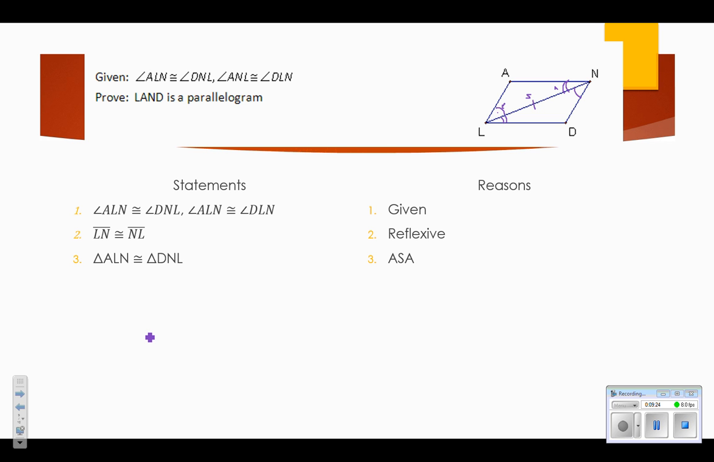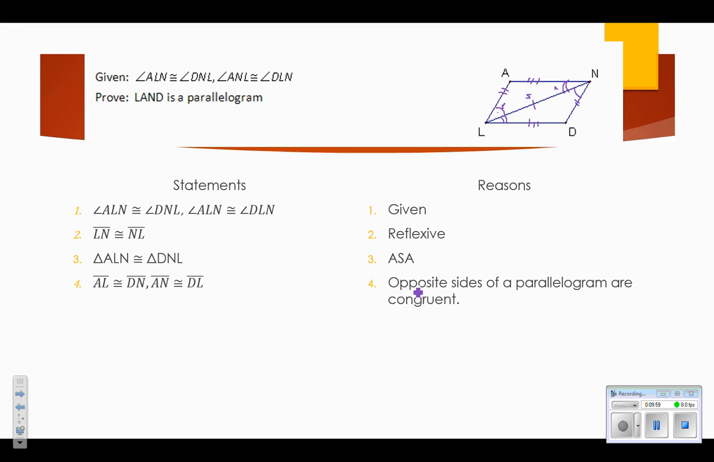And now that we've got those congruent, there's lots of different things we can do. In fact, I went for saying that angle A is congruent to angle D, but that actually doesn't give me both pairs of opposite angles congruent. So one of the things I'm going to do is say that AN is congruent to DL, and AL is congruent to ND, and that would be by CPCTC.